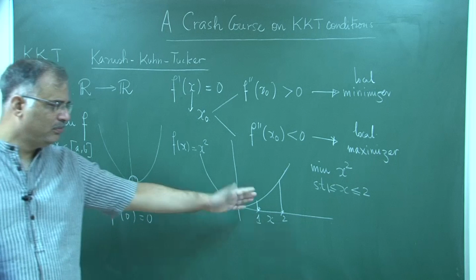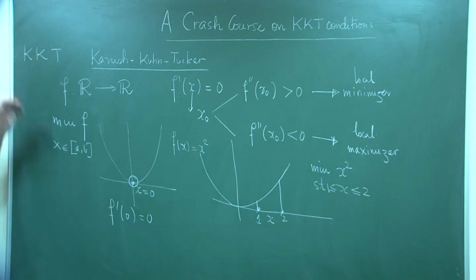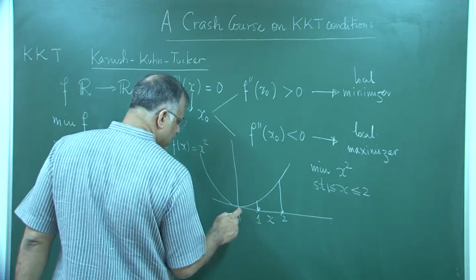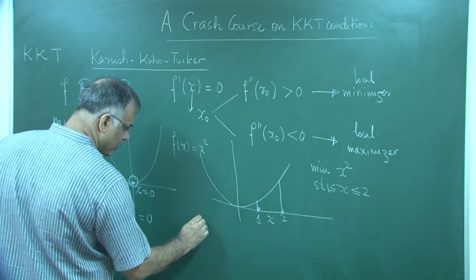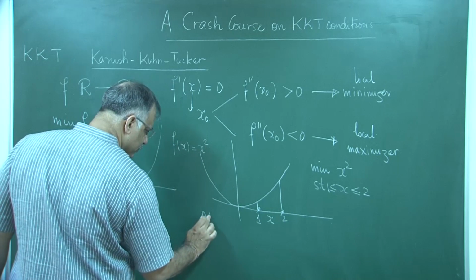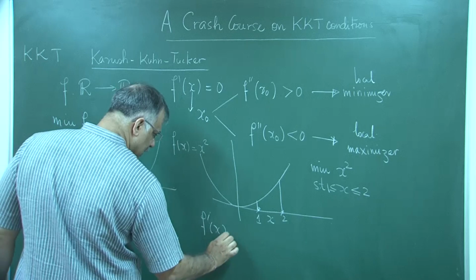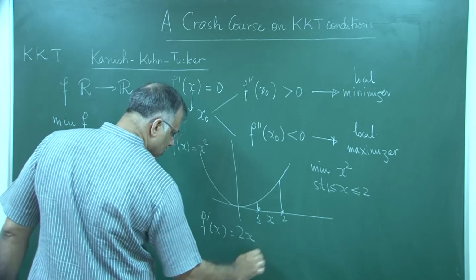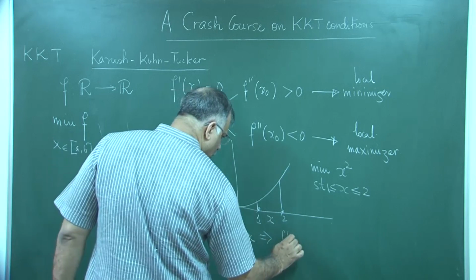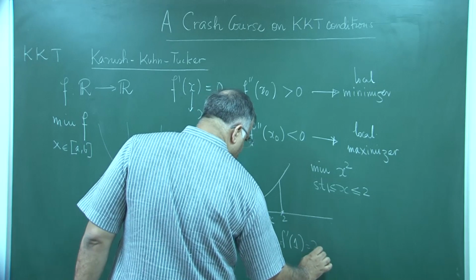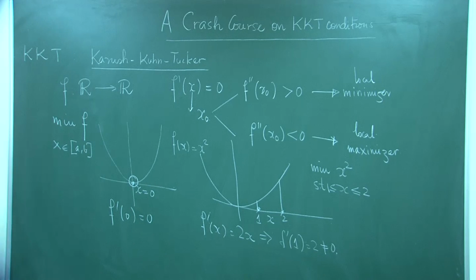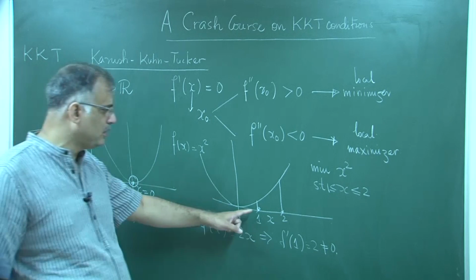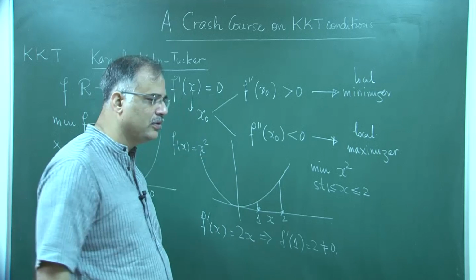In fact, these are global maximizers. So now on this interval, no longer is x equal to 0 present. So the minimizer here is 1. Now let me compute f dash 1. So f dash x is equal to 2x. This implies f dash 1 is equal to 2, not equal to 0. So if you are looking at a constrained minimizer, it doesn't necessarily follow that f dash x equals 0.